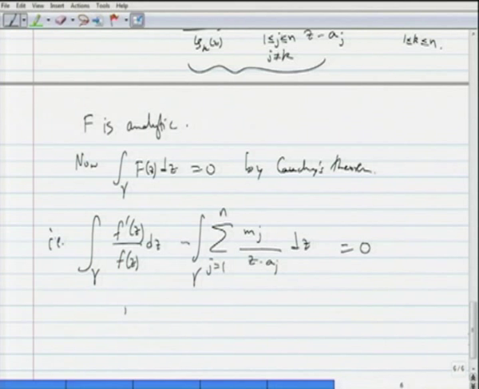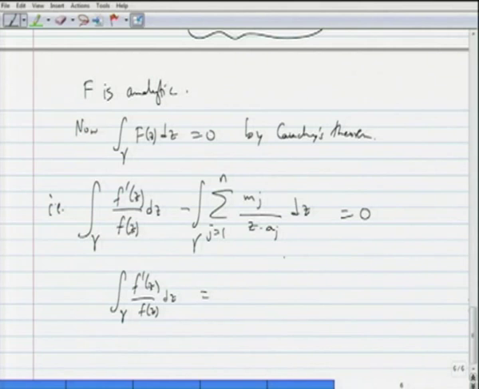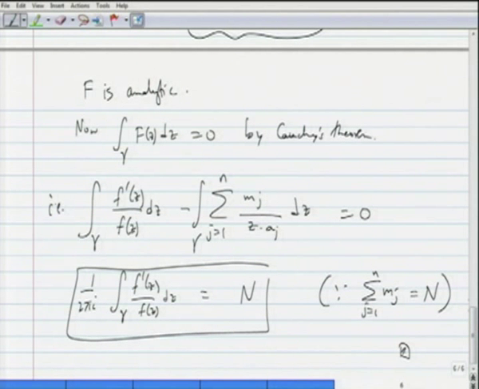So, integration over gamma of f prime of z by f of z dz is equal to the summation of, if I divide everything by 2 pi i, what I get is the summation of m_j. So, summation of m_j is nothing but your capital N, since summation j equals 1 through n, when you add the orders of all the zeros of f inside gamma, we agreed that that is the number capital N. So, this is equal to capital N. That completes the proof of this theorem. So, that is a way to count the zeros of f inside a contour gamma.